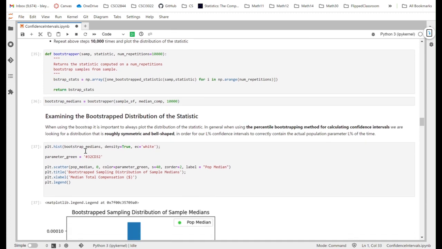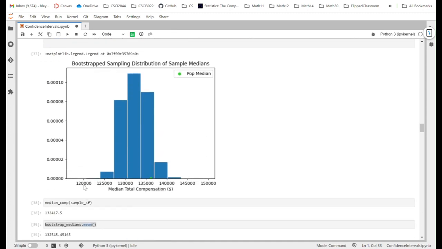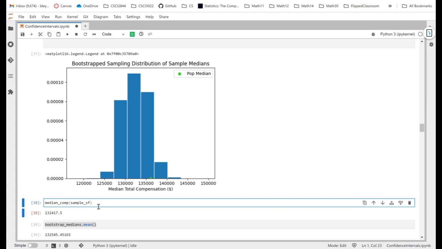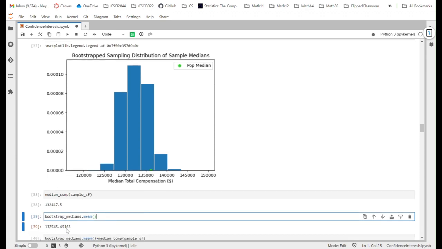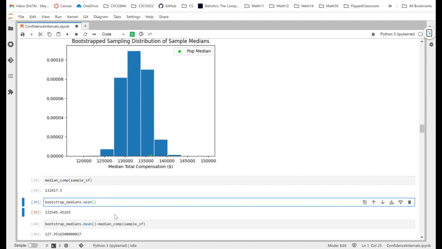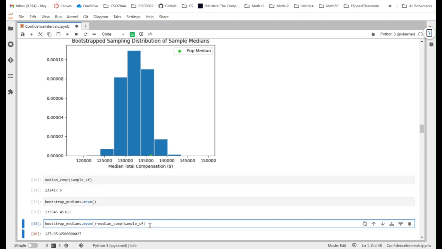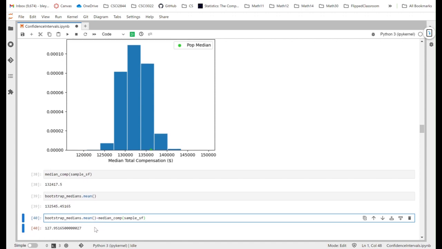If we come down here to estimate the bias, I'm going to look at what the actual statistic is for my sample. So our median compensation in my sample was 132,000. So that's roughly here. Then I'm going to look at the mean of this bootstrapped distribution. So bootstrap medians.mean is 132,545, right? So they're pretty close. And again, the difference between those two is an estimate of the actual bias. The difference I have here, 128, that's an estimate of my real bias, which was 54.